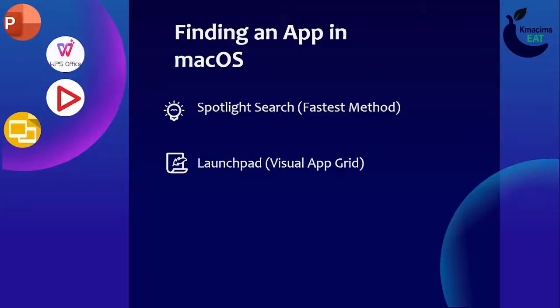just like the start menu, the start button command menu there. So here the Launchpad is like the start menu on Windows. It shows all your installed apps in a grid. Just click the Launchpad icon, which is like a rocket icon in the dock. Then browse or search for the application you are looking for and click on it to open. You can also use a four-finger pinch gesture on the trackpad to open the Launchpad.